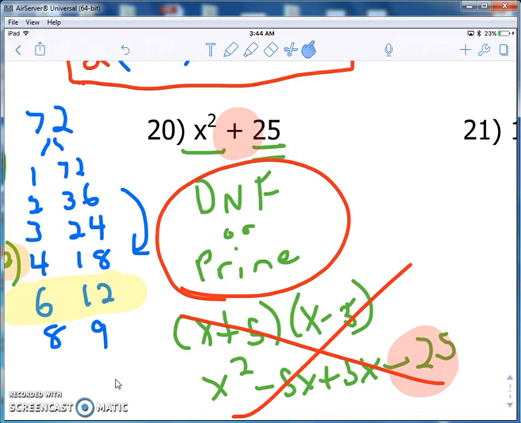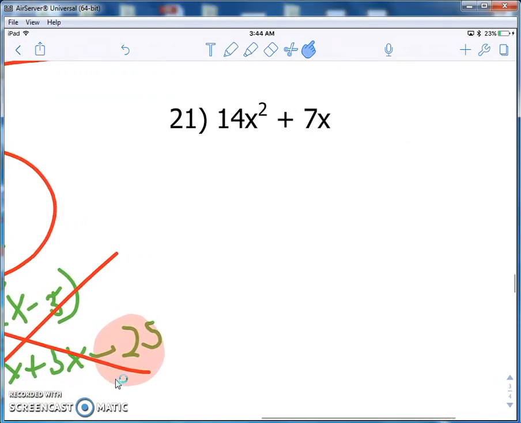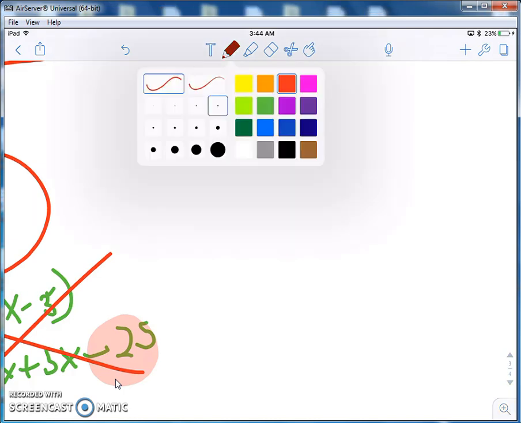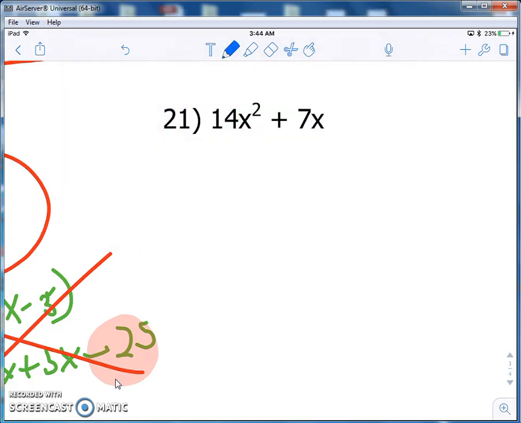All right, again, I encourage you to pause it and try it, and then come back, turn it back on, and check your work. So looking here at 21, there are only two terms, so we should always check for a common factor first, but a two-term polynomial will most likely be a common factor or a difference of squares. So here I notice they're both divisible by 7 and they both have an x in it. So I'm going to factor out a 7x. So 7x comes out front.